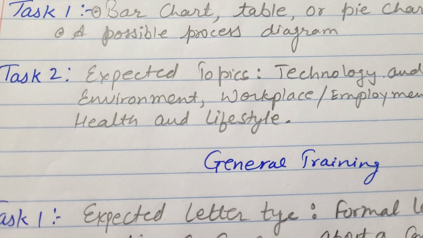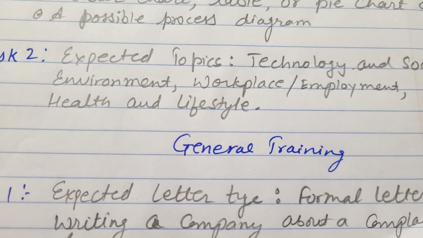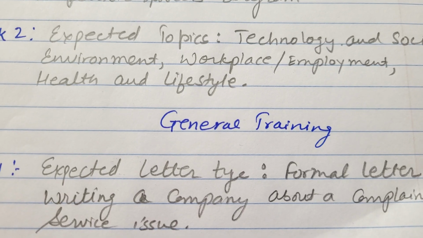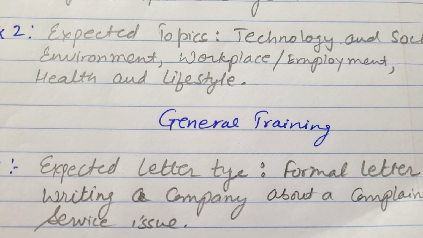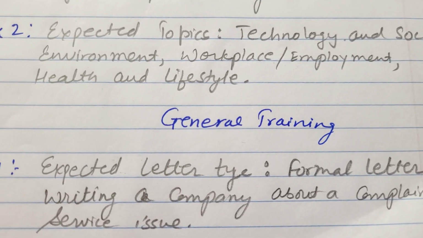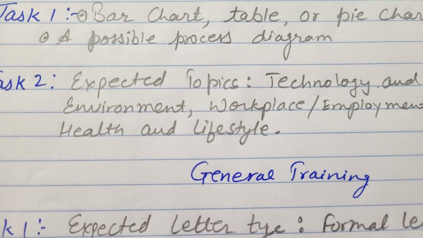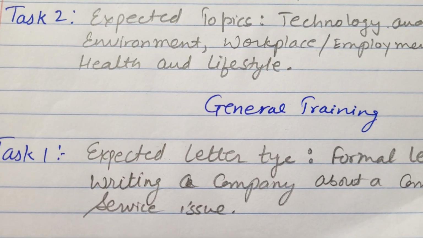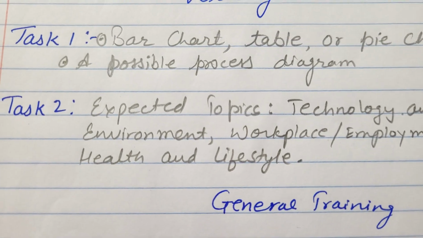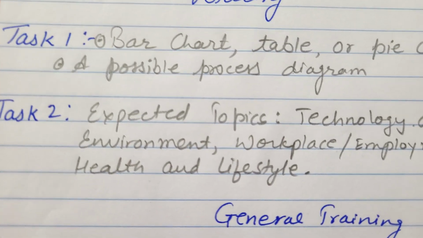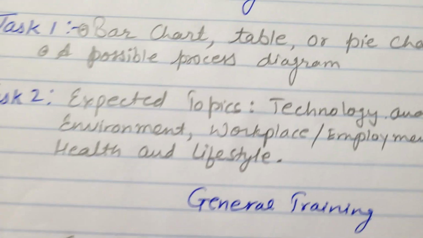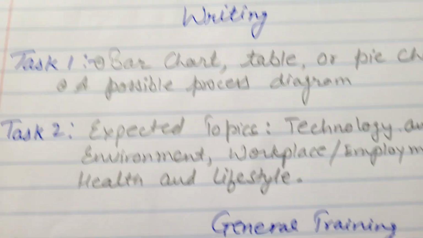For general training task 1, the expected letter type is a formal letter, writing to a company about a complaint or service issues. So these are the important expected topics for general training task 1. Task 2 will be no change. The expected topic for task 2 is essay writing, which will be the same for both general training and academic students.